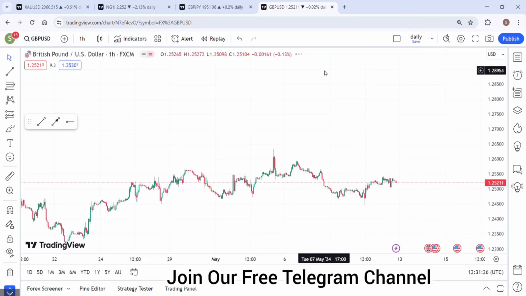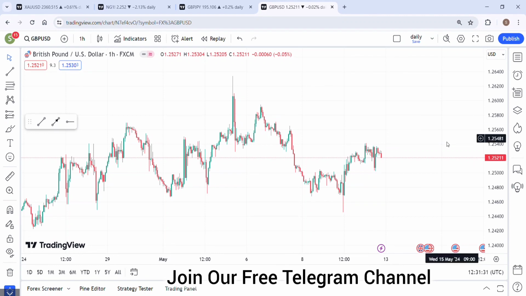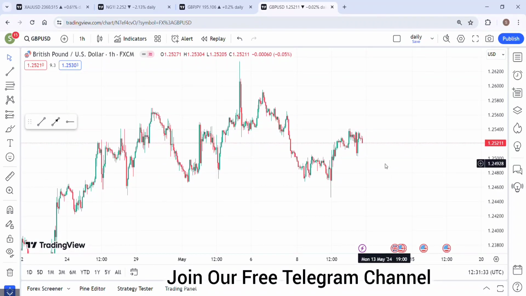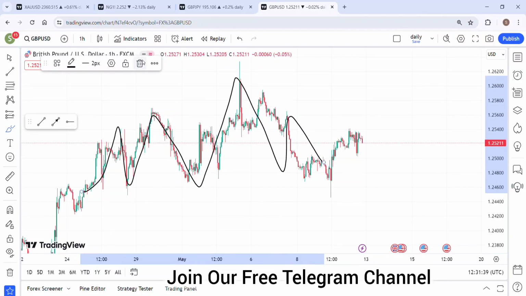As you can see, there is no movement in GBP/USD according to the H1 candle. It is simply buying, selling, buying, selling, buying, selling, buying, selling. The market is making a zigzag structure.